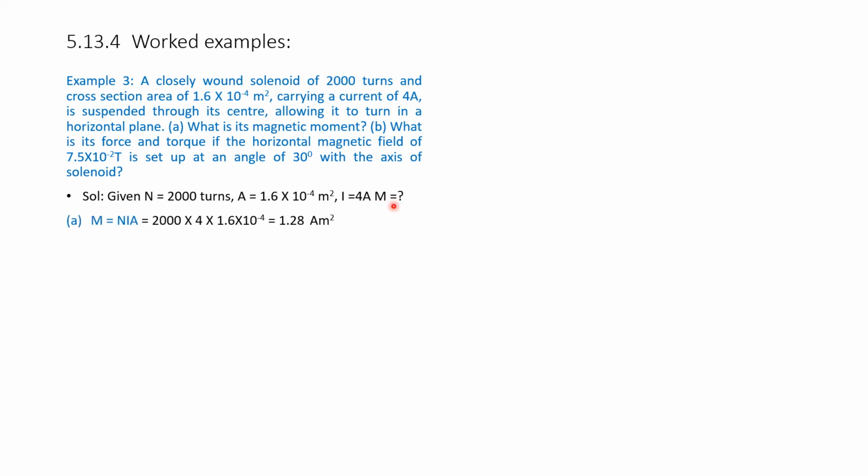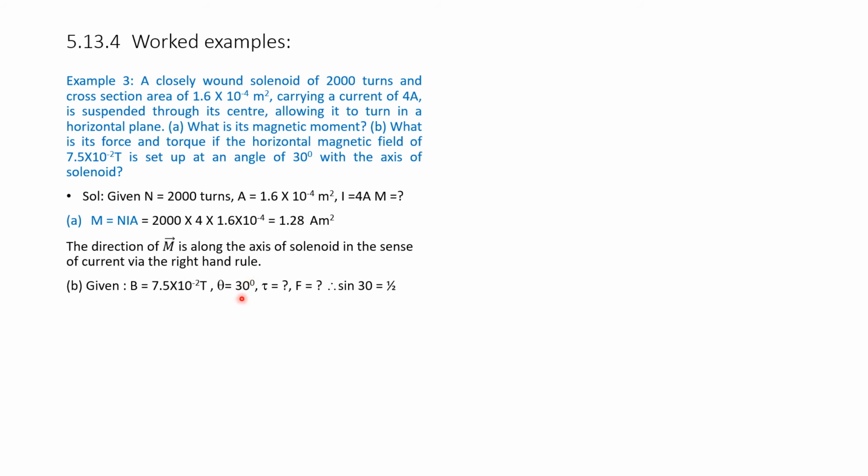M is given by the formula M is equal to NIA. It is given in blue color. You have to remember it. Therefore, it is given by 2000 into 4 into 1.6 into 10 to the power of minus 4. That is equal to 1.28 amperes meter square. The direction of M is along the axis of the solenoid in the sense of current via the right hand rule. To find out the direction of magnetic moment, we have to apply Fleming's right hand rule.